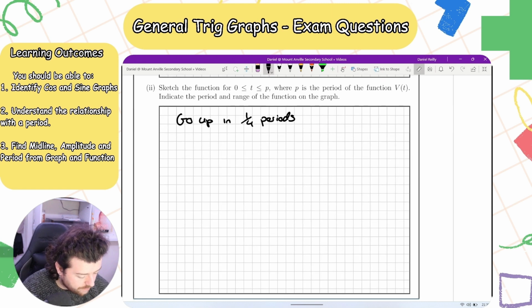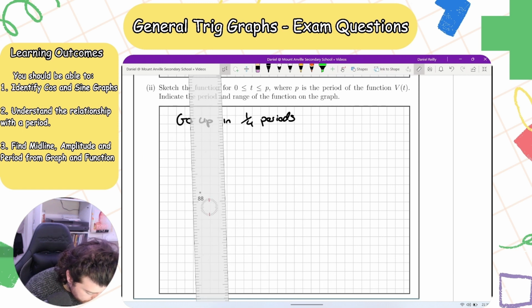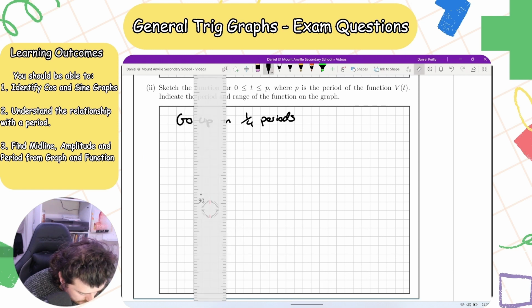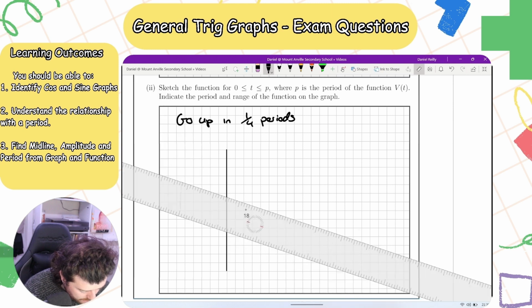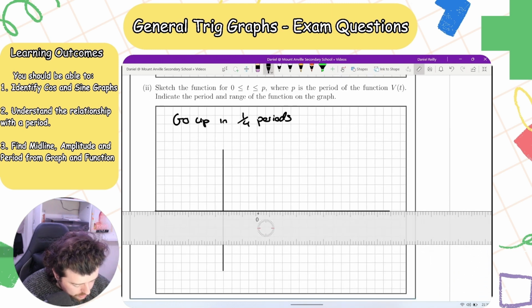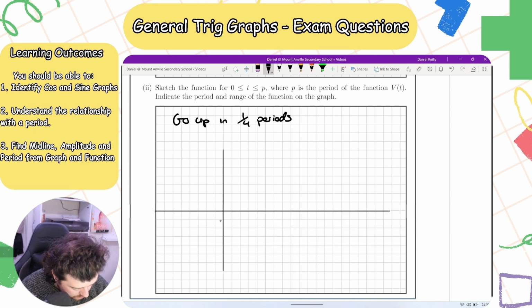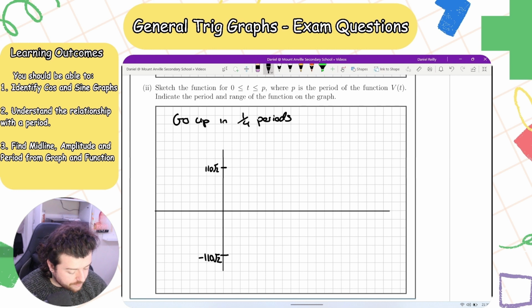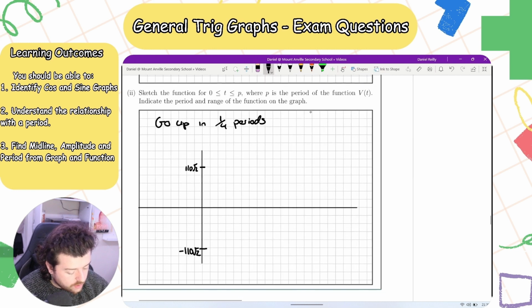So I'm going to take out my ruler here. I'm going to say 1, 2, 3, 4, 5. Five blocks or 5 units down is minus 110. That's my minimum. 1, 2, 3, 4, 5. This is my maximum.